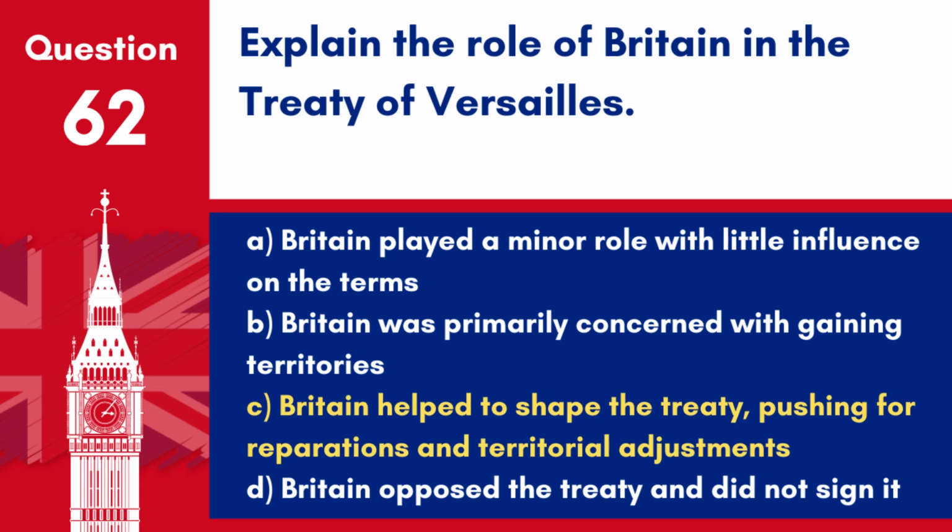Answer: C. Britain helped to shape the treaty, pushing for reparations and territorial adjustments. Britain played a significant role in the Treaty of Versailles, influencing its outcome to impose reparations and territorial changes on Germany after World War I, aiming to prevent future conflicts.